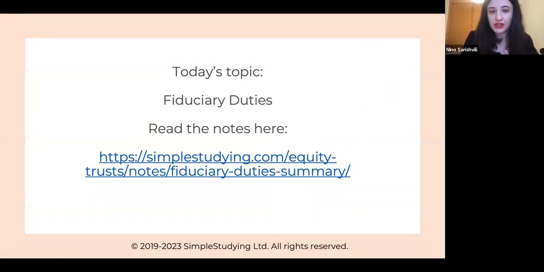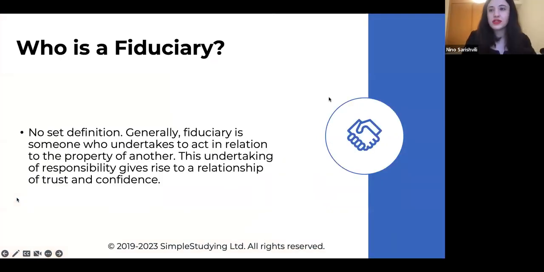Today we're going to revise fiduciary duties. First of all, let's define who is a fiduciary. Fiduciary, there is no set definition, but there are a few cases that give us guidance.